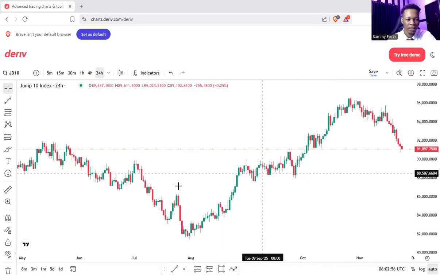To look at the directions and know where they are facing, okay? So I'm currently on Jump 10. This is the first, which is Jump 10 on the 24 hours time frame. If you look at the direction of the price, you notice price is in an uptrend, creating an uptrend move.